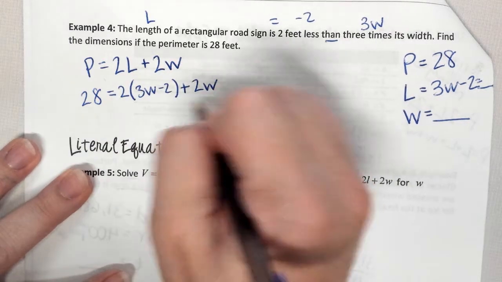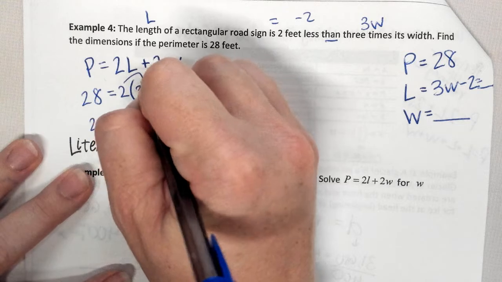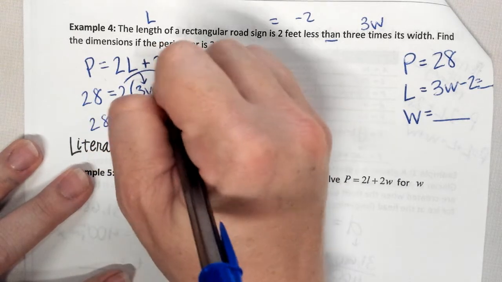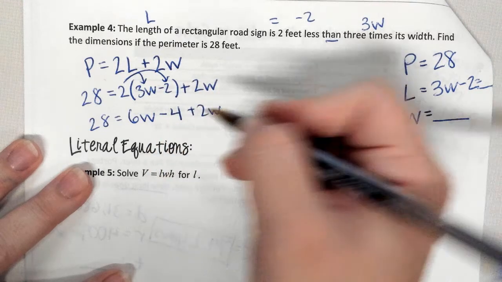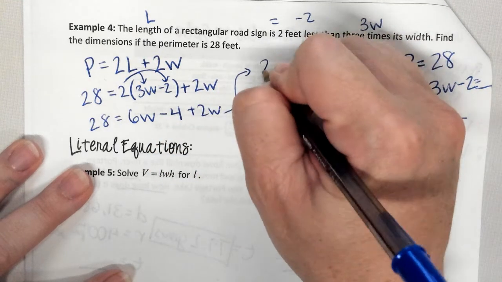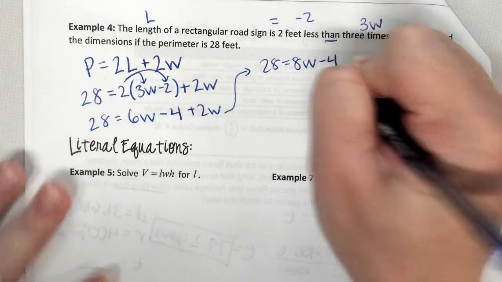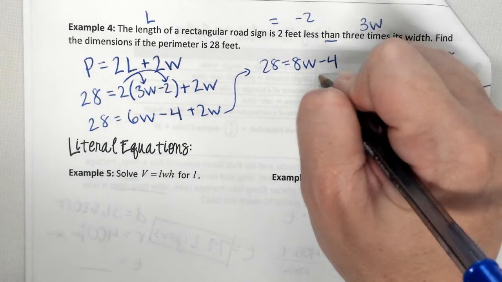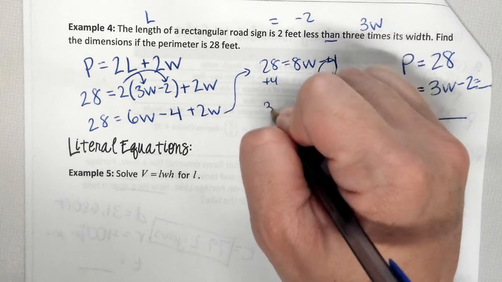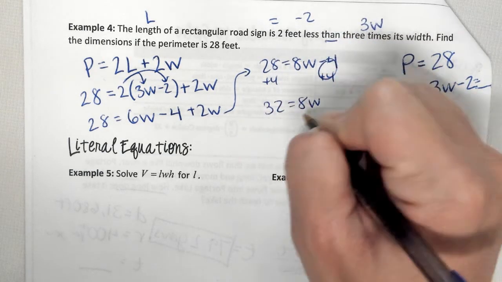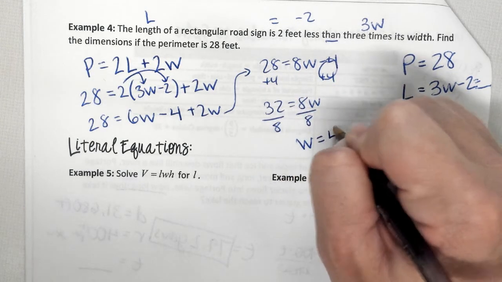And we're going to solve. We only have W, so we're solving for W. This gives me 6W minus 4 plus 2W, which gives me 28 equals 8W minus 4. And now I'm solving. So add 4, and I get 32 equals 8W, divide by 8, divide by 8. I get W equals 4.